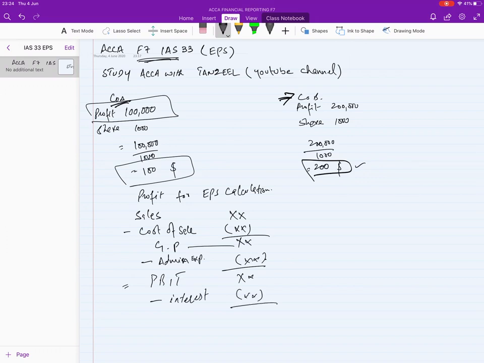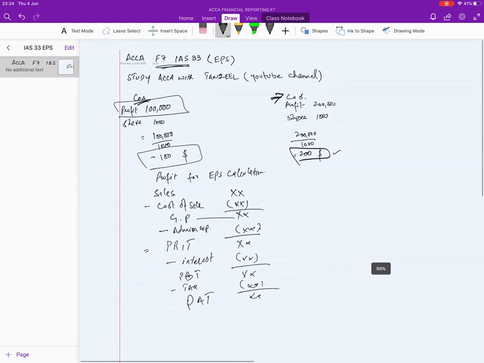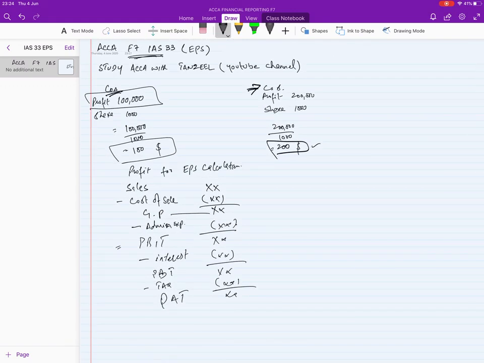Now after this you are going to get profit before tax, and then you pay tax. This is PAT, profit after tax. This is not a profit for shareholders. This profit does not belong to the shareholders, because you have to pay preference dividend, minus preference dividend if you have any, and then this is the profit.